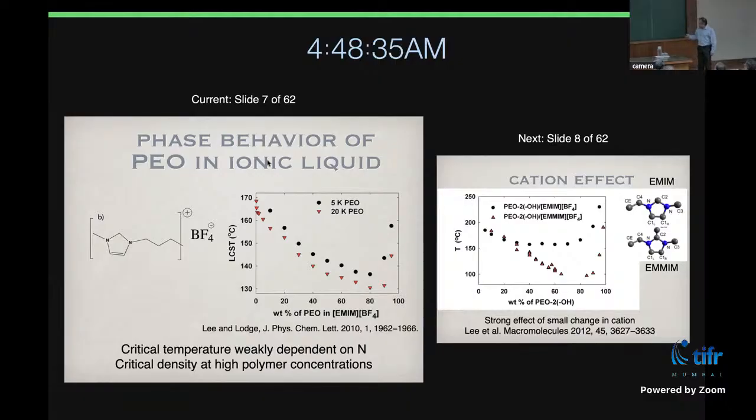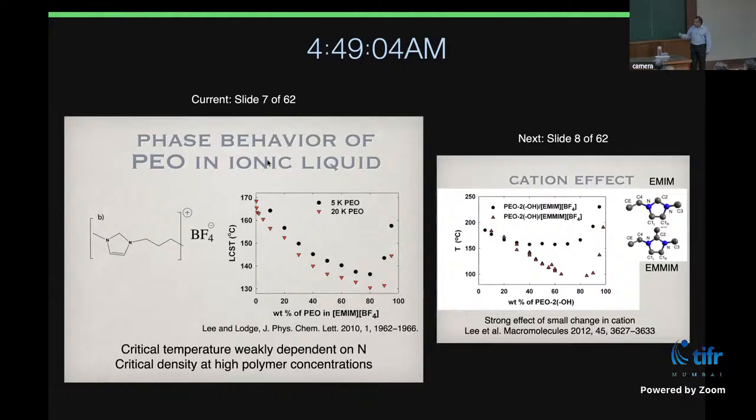This shows an LCST, so you expect that as you decrease the temperature, there is an entropy change that is negative. As you increase the temperature, the entropy is going to be dominant because your free energy G is H minus TS. So as you make the temperature higher, TS plays a bigger role. And that's why things are mixed, because the entropy of mixing favors mixing.